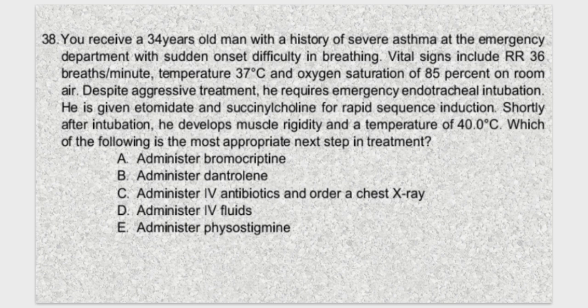endotracheal intubation. He is given etomidate and succinylcholine for rapid sequence induction. Shortly after intubation, he develops muscle rigidity and a temperature of 40 degrees centigrade. Which of the following is the most appropriate next step in treatment? The answer is B. Administer dantrolene, because dantrolene will help to reduce the muscle rigidity of the patient.